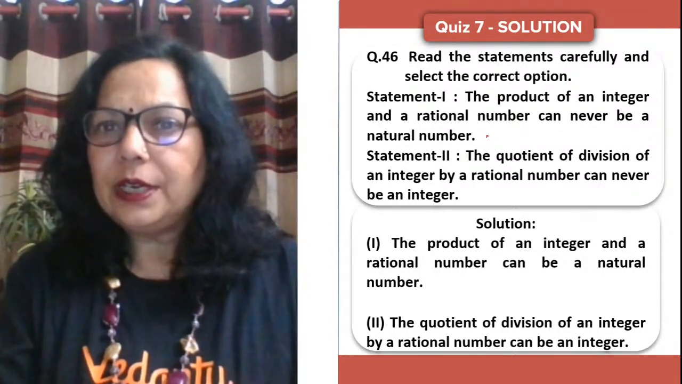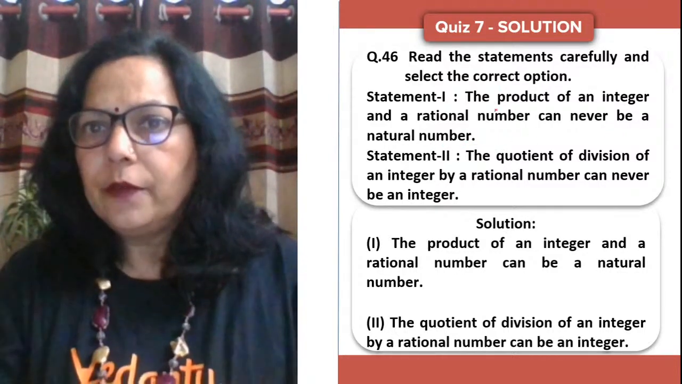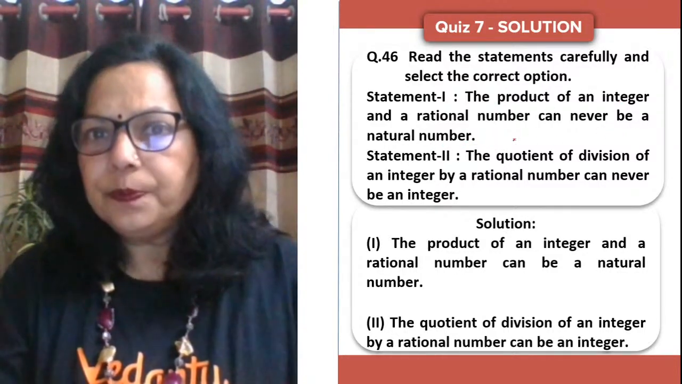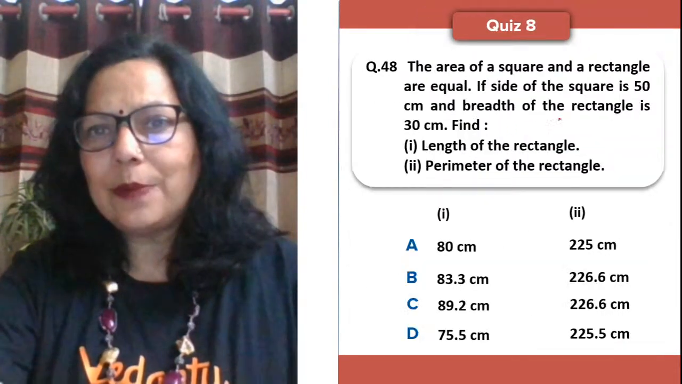Now read the statements carefully and select the correct option. The product of an integer and a rational number can never be a natural number. This is the same question which we have done.